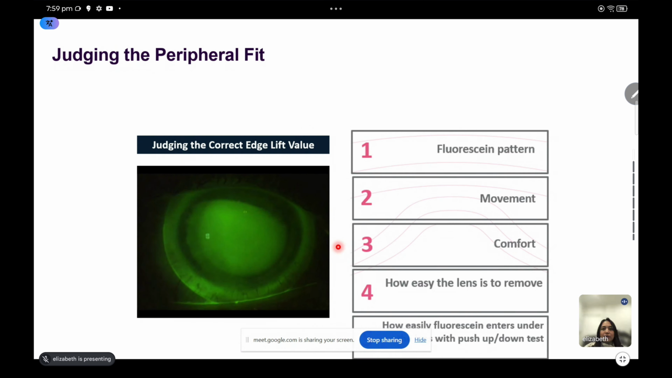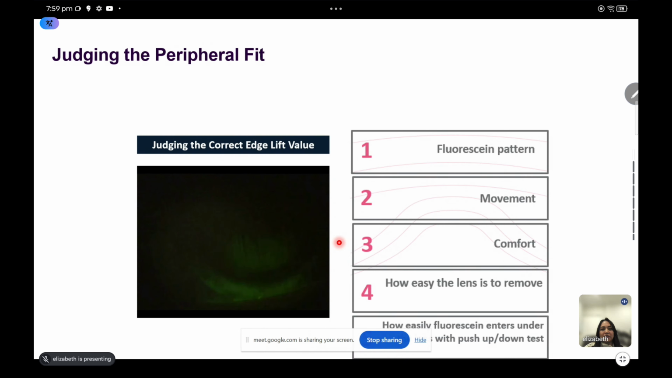Okay, other things that would also help you judge the peripheral fit is your patient comfort as well. Your patient would complain if there's too much movement. So exactly like a corneal lens, if there's too much movement, your patient will be uncomfortable. And then also if the lens is too tight, you'll find that your patient's going to have difficulty removing the lens by the end of the day.